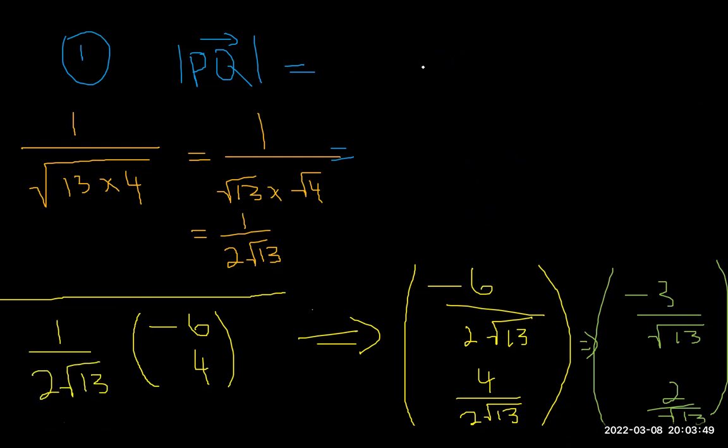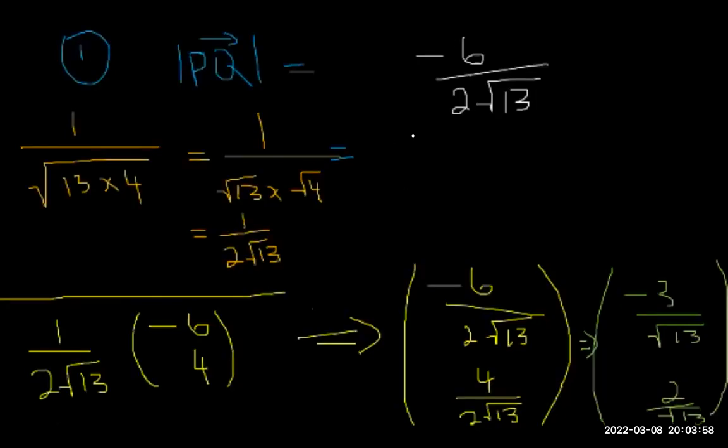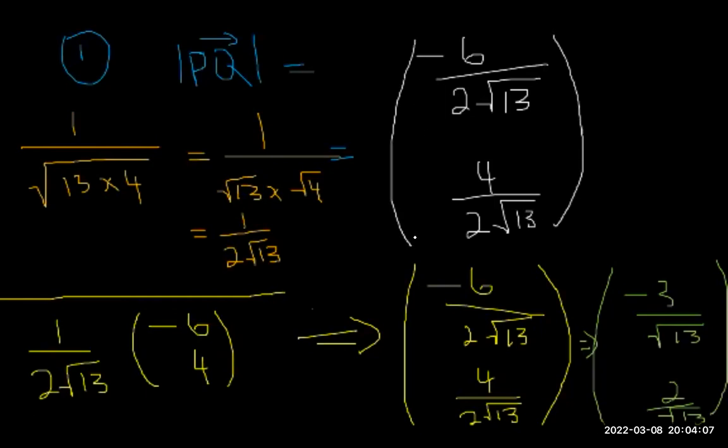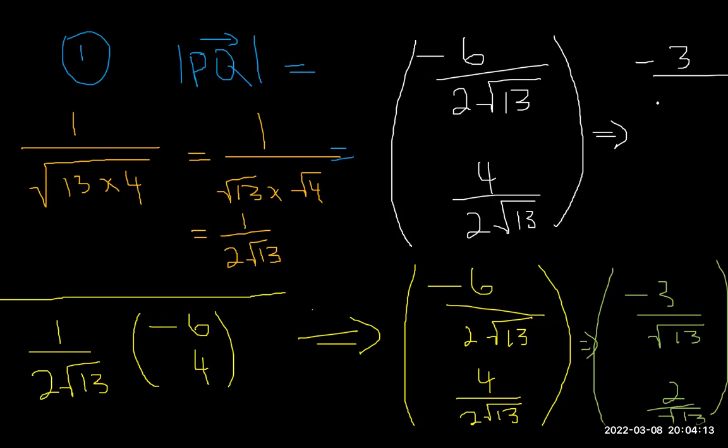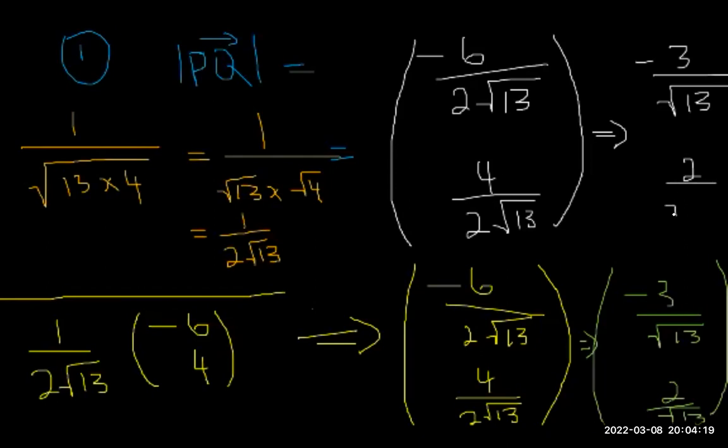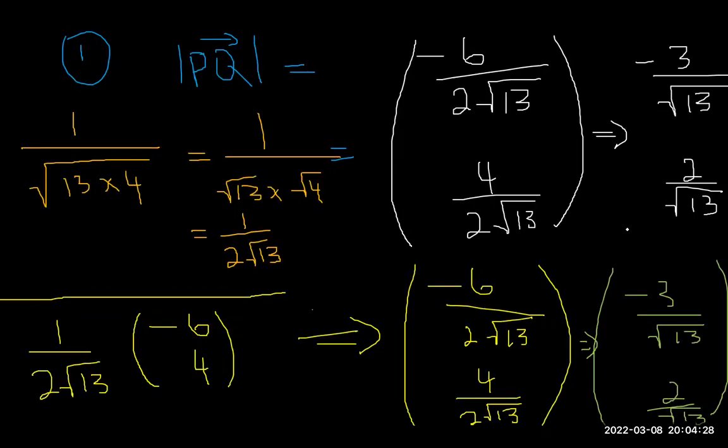Let me write it over here. It's minus 6 on 2 root 13. That's x. Y would be 4 on 2 root 13. But this could be simplified. So minus 3 on root 13 and 2 on root 13. Do you understand that? Well, can you see that now? Yes. Okay, nice.